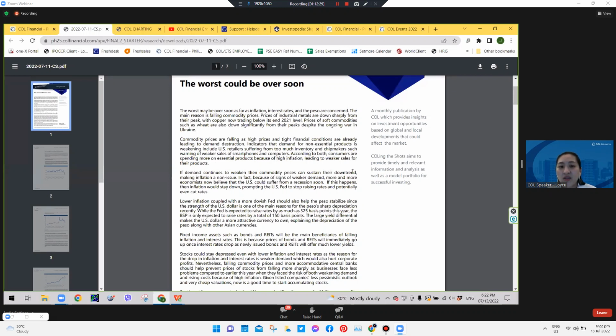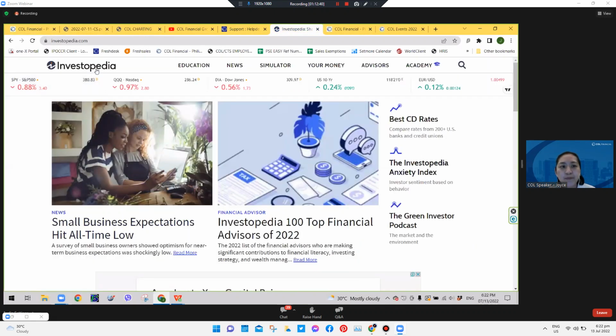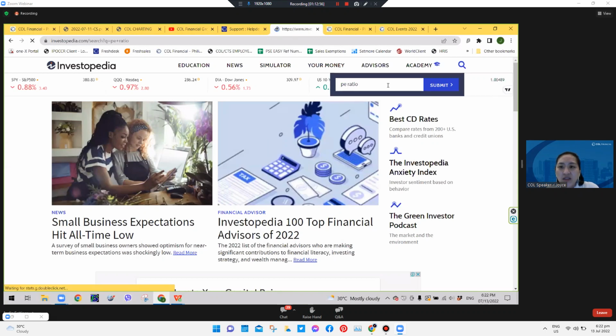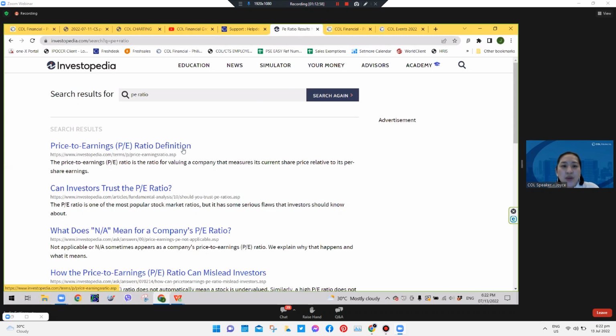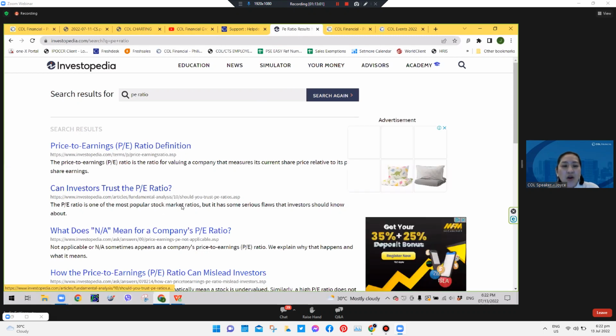So read this, and what I do is that if there are any words here that you are not very familiar with, I always use this website called Investopedia. Just type Investopedia. Don't worry, I'll share the link with everyone. Then click on the search and you can type in anything that you don't understand in the research. For example, if you are not sure what the PE ratio is, but you always hear it, type that in, and it will tell you all about the PE ratio.